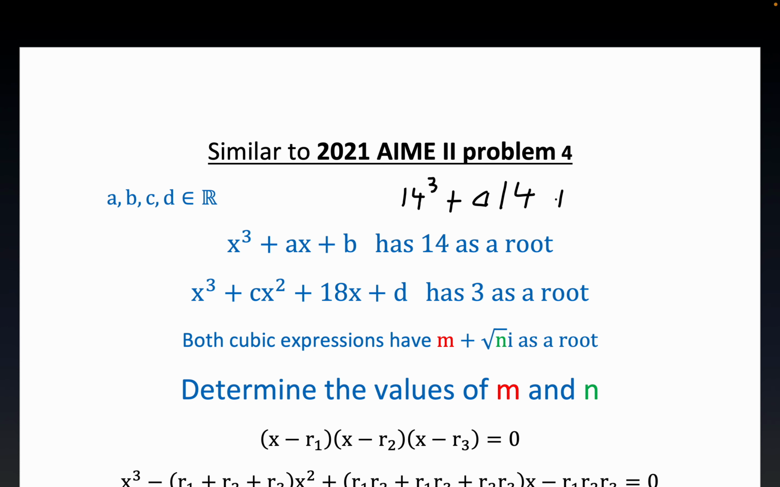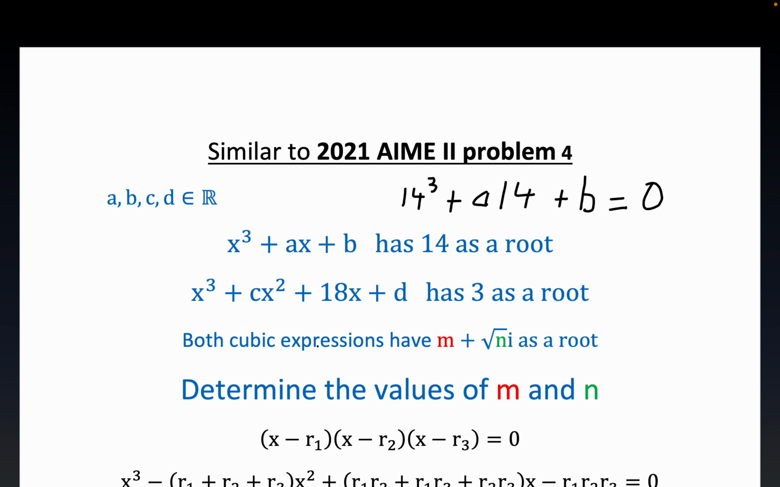Sometimes modern-day terminology calls it a zero. So they called it a root in the old days, but now they call this a zero, because when you put 14 in for x, you get 0. And similarly, it's specified that this other cubic expression has 3 as a root.